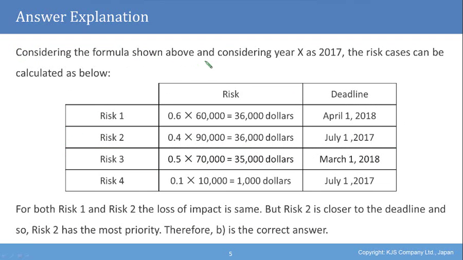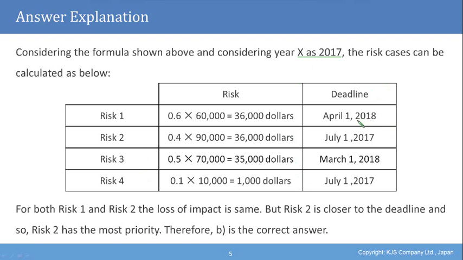Considering the formula shown above and considering year X as 2017, the risk cases can be calculated as below. So to calculate the risk, you will multiply the probability of risk occurrence and the impact of the risk occurrence. So the risk for each risk case is shown like this. So we're putting year X as 2017.